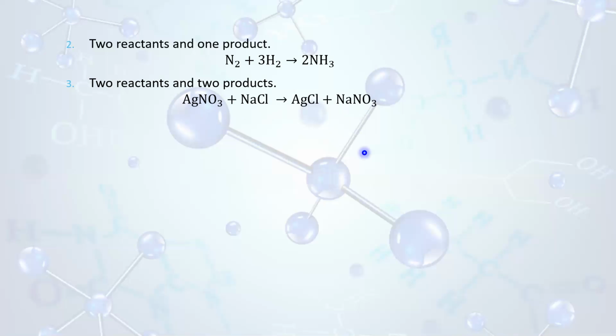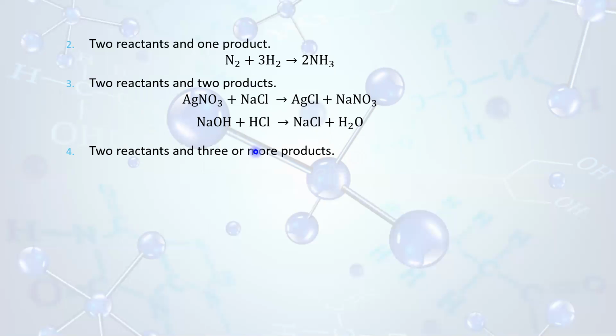Another example for the same type is the reaction of sodium hydroxide and hydrochloric acid. The products are sodium chloride and water. How many reactants? Two reactants. And how many products? Two products. So this is the third type: two reactants and two products.